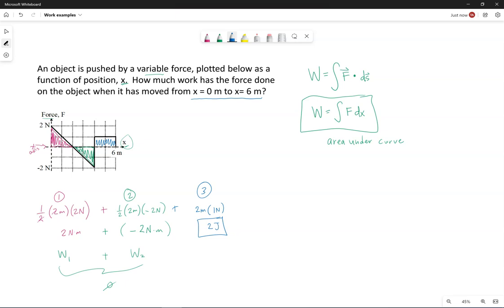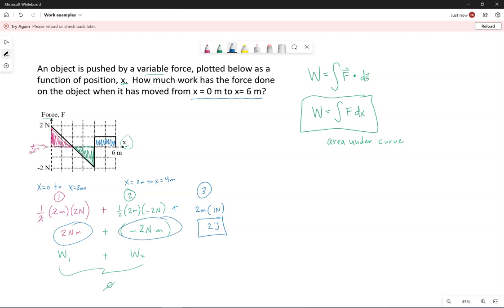The problem could easily ask how much work was done from x equals 0 to x equals 2 meters. That answer would be positive 2 joules as well. If the problem asks from x equals 2 meters to x equals 4 meters, the answer would be negative 2 joules, meaning energy was being removed from the system.